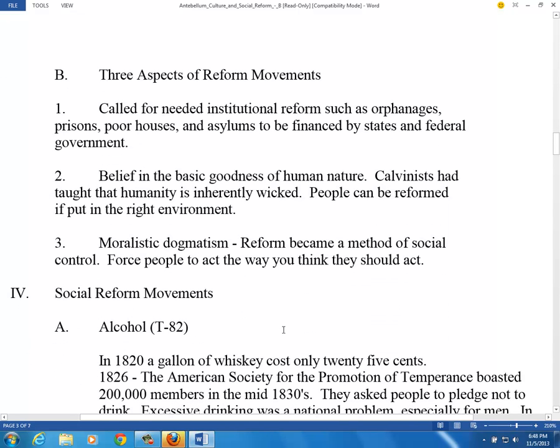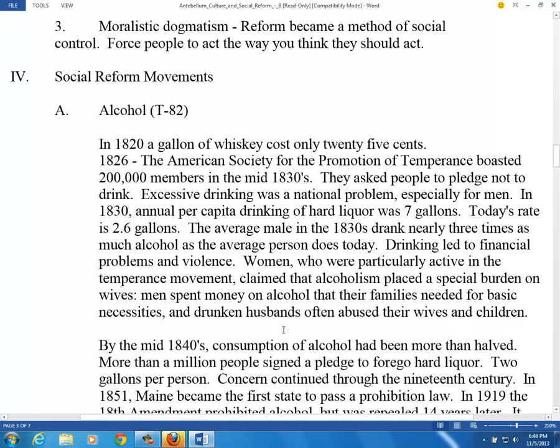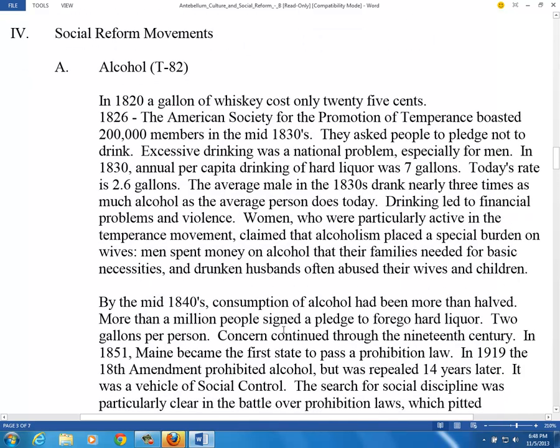But this time period also leads to a lot of social reform movements, people seeing problems in society and wanting to do something about them. And one of those issues in this time period was alcohol. I don't know what you think as individuals, but alcohol is always an issue in our society, especially when we hear of drunk drivers and people getting killed and things like that.